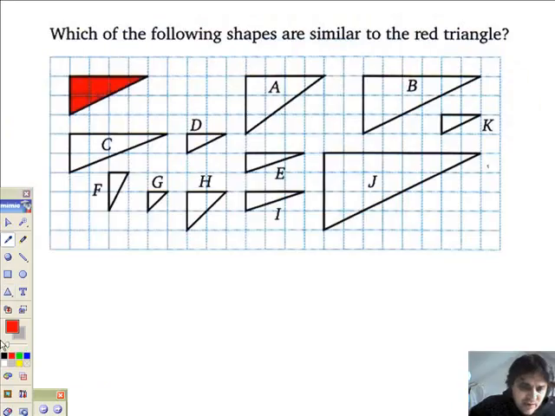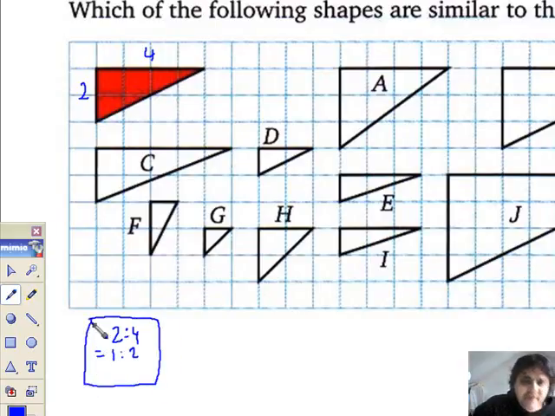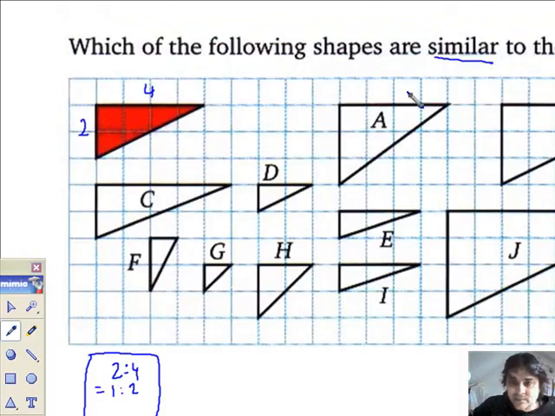So let's look at this red triangle here. We've got a height of 2 and a base of 4 units. So really I'm looking for a ratio of 2 to 4, in other words 1 to 2. So that's, if you like, the rule I'm working with. Every triangle that has a ratio of 1 to 2 in terms of its height to its base will be similar to this red one here, mathematically similar.